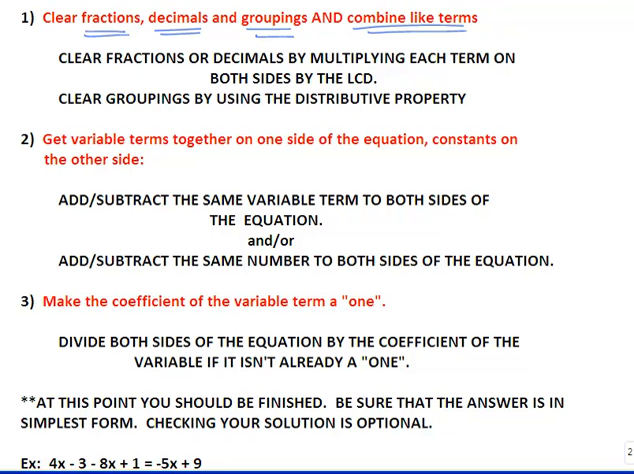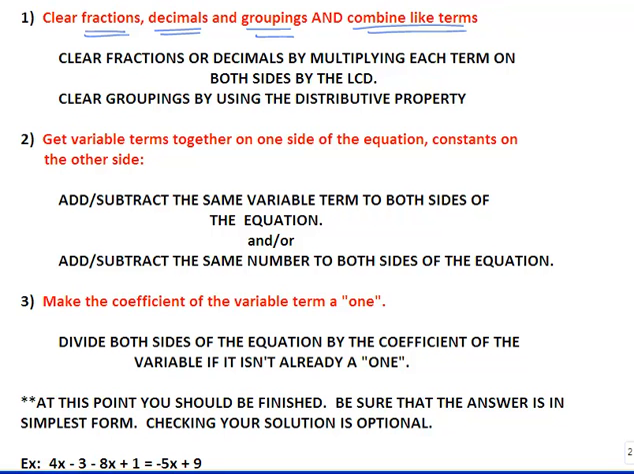When we clear out fractions or decimals, we're going to basically be multiplying both sides of our equation by the lowest common denominator. And when we clear out parentheses, we're going to be using the distributive property. So step 1 is cleaning up your equation and getting it as simplified as possible.